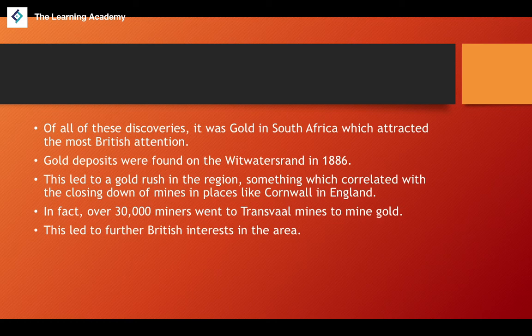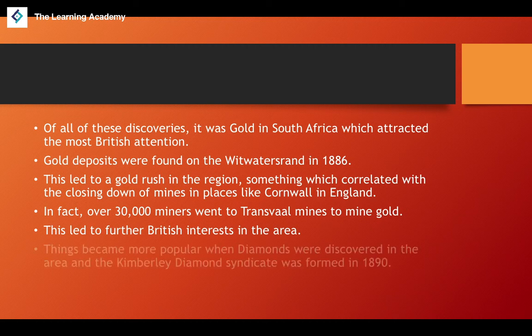And again, we have a correlation of English miners travelling to South Africa to mine gold, which then attracts more British interests in the area, which leads to more people travelling to this area, and also more investment and more attention to this area. Things became even more popular when diamonds were discovered in the area, and the Kimberley Diamond Syndicate was formed in 1890. So not only did we find gold in this area around South Africa, but we also find diamonds in 1890.